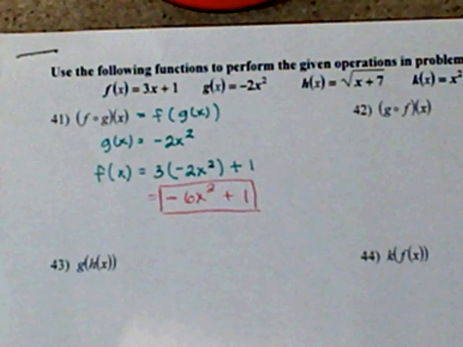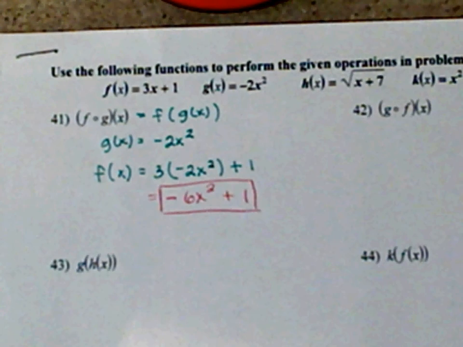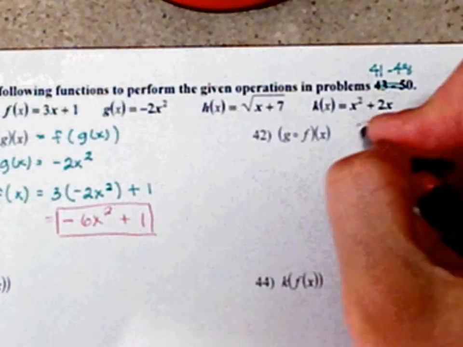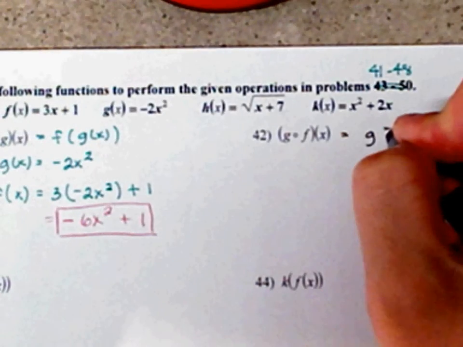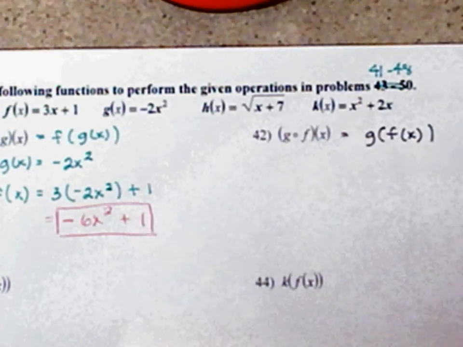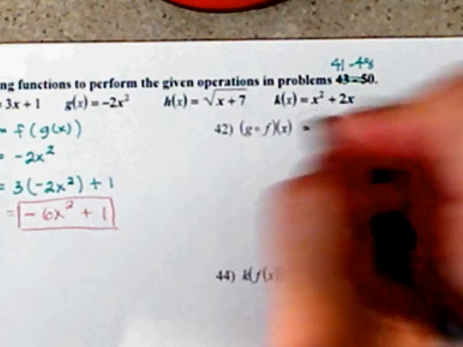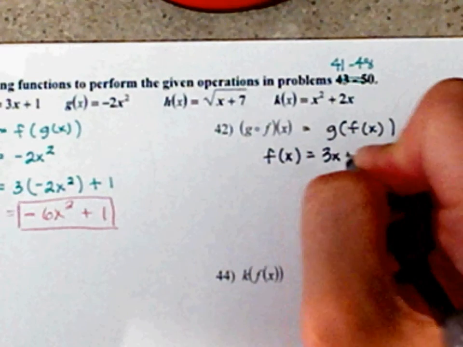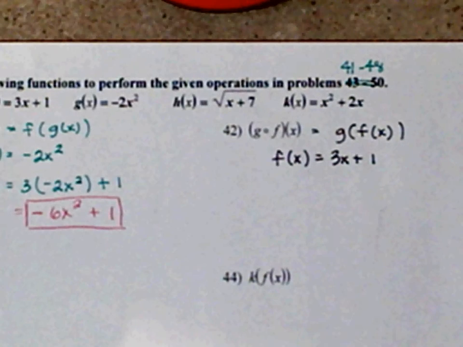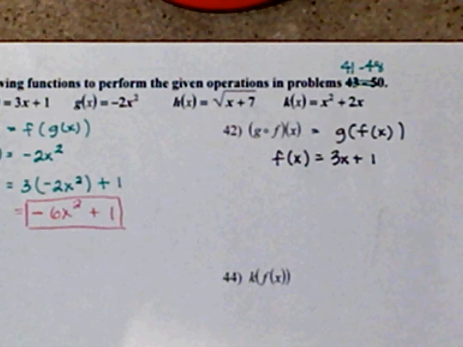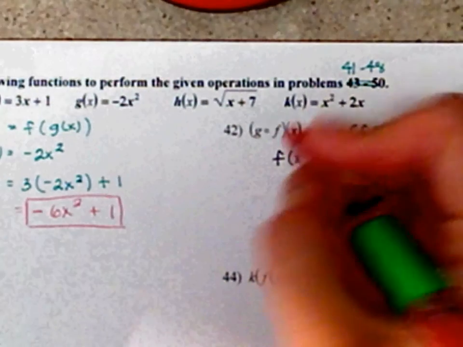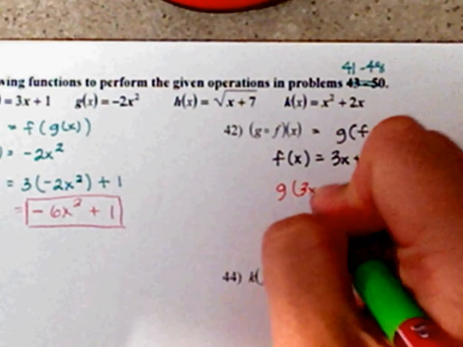On number 42, this is the same thing as g of f of x. So you're going to use f of x first. What is your f of x? f of x is 3x plus 1. Now we're going to plug that in, the 3x plus 1, that's your new x, into your g. So now you have g of 3x plus 1.